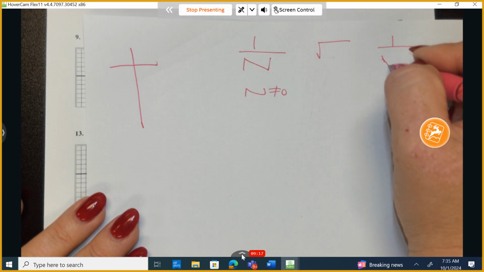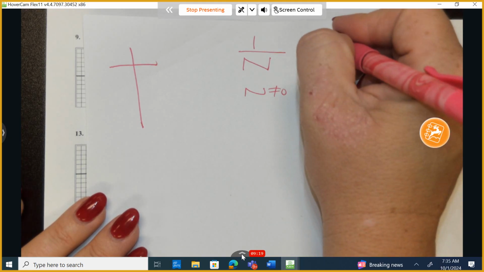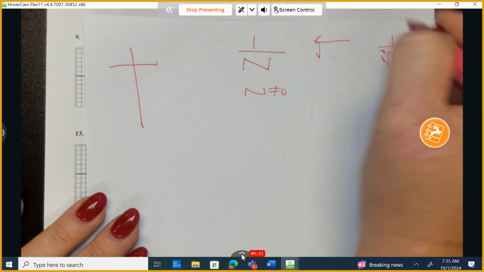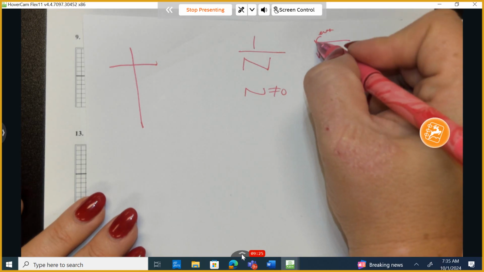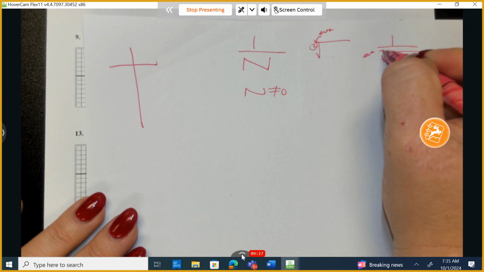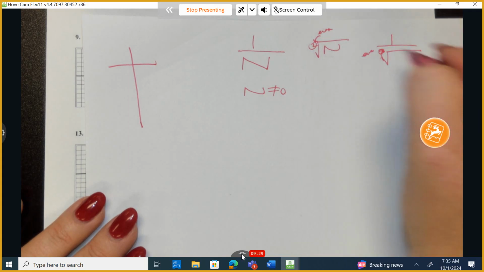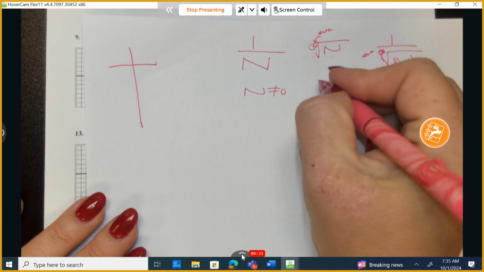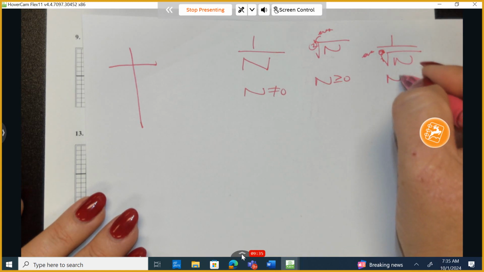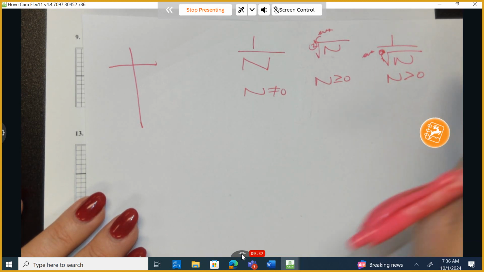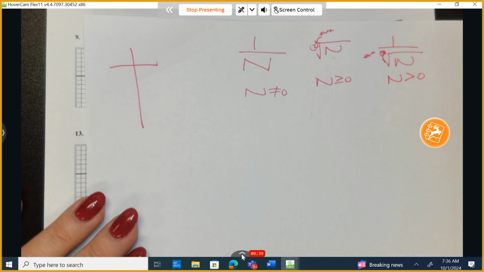One time a radical was in the numerator and one time it was in the denominator. In both cases, the nth root had to be even in order for this to matter. So when you don't see a value out front, it is a hidden 2. We know 2 is even. So what were the rules here? The rule here is that the value inside had to be greater than or equal to 0, and here it had to be simply greater than 0, because remember, in the denominator, we can never have it equal to 0.